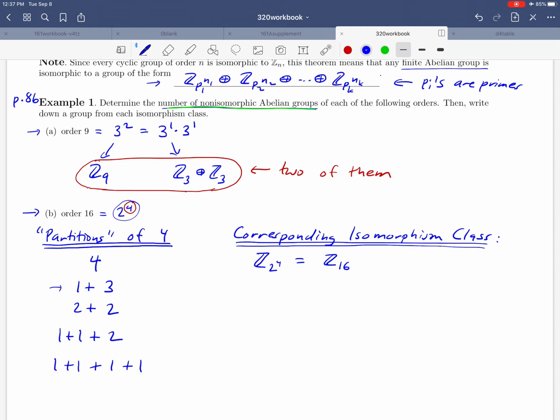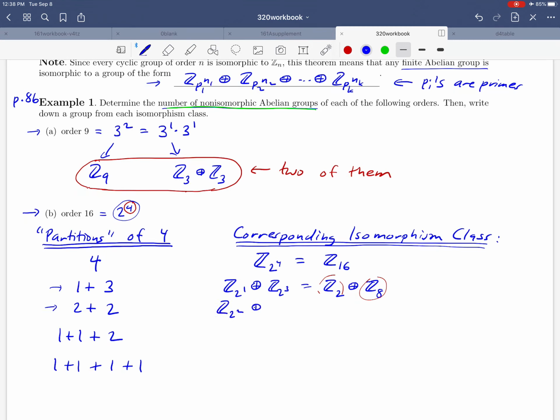And then what about 1 plus 3? Well, that's telling us to take the 2 to the 4th and break it into 2 pieces, one that looks like 2 to the 1st and one that looks like 2 cubed. If we do the arithmetic, that's really Z2 plus Z8. There's another abelian group of order 16. Do you believe that it has order 16? It has to, doesn't it? Because Z2 has 2 elements, Z8 has 8 elements, and so the product is going to have 2 times 8 equals 16 elements in it.